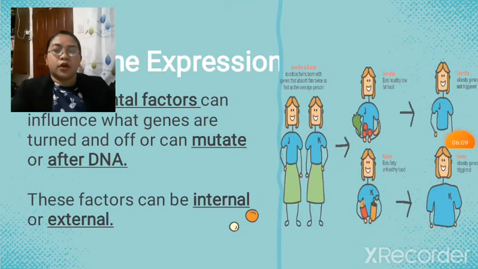So there are other things that can influence gene expression. Environmental factors can influence which genes are turned on and off, or can mutate or alter DNA. These factors can be internal or external.